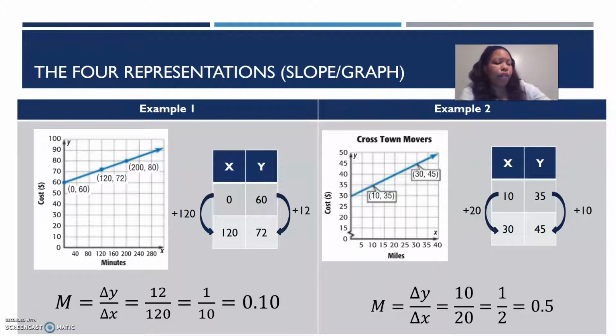North is going to flip back and forth, so that you can see what she's seeing and what we're going on. For representations, if I'm looking at slope, I'm going to pick 2 points off this line. So I have 0, 60, and I have 120 and 75.